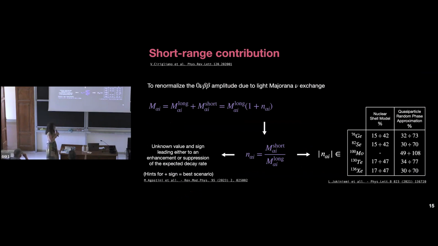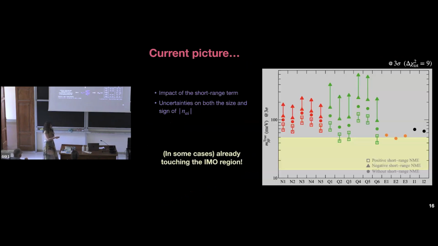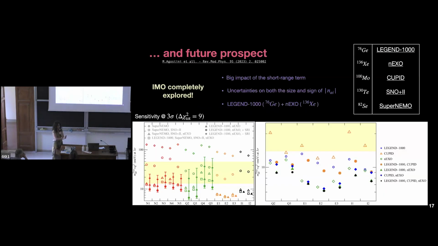So basically, yes, the contribution was to estimate, at least for the future landscape, how the uncertainties on both the absolute value and of course on the sign affect the results, because you can see, it's just a contribution in terms of future projection of sensitivity to the effective Majorana mass in, of course, the light Majorana neutrino exchange scenario.